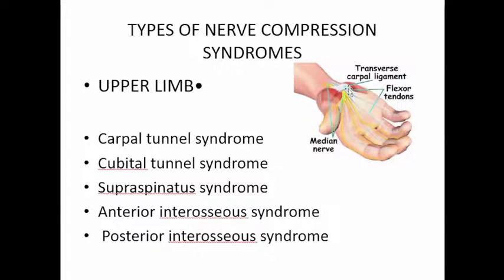basically what happens in carpal tunnel syndrome, whereby on the volar or anterior surface you have the transverse carpal ligament. Below it, you have the median nerve as well as tendons inside the carpal tunnel. Then on the posterior aspect, you have the carpal bones. So carpal tunnel syndrome is because there is a reduction in the volume of the carpal tunnel.